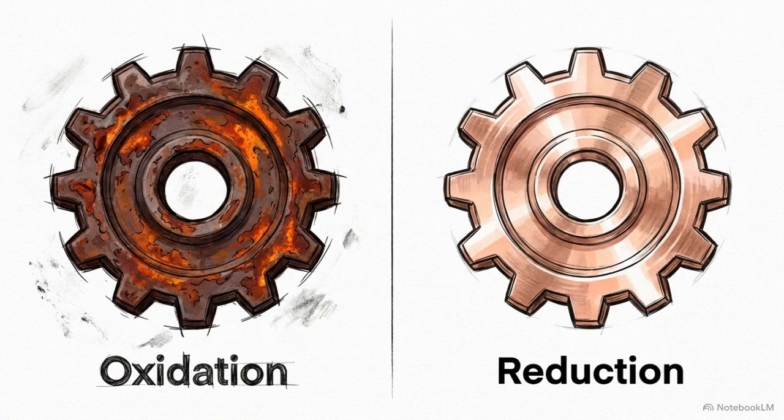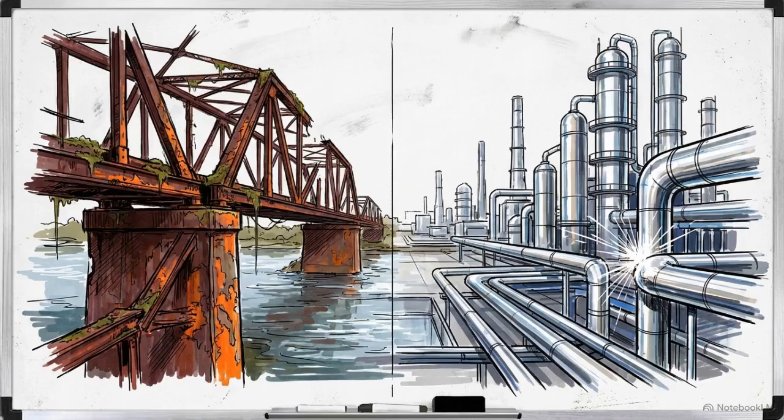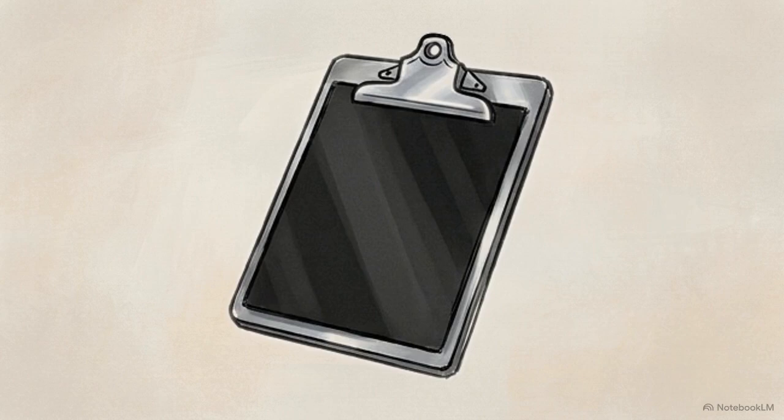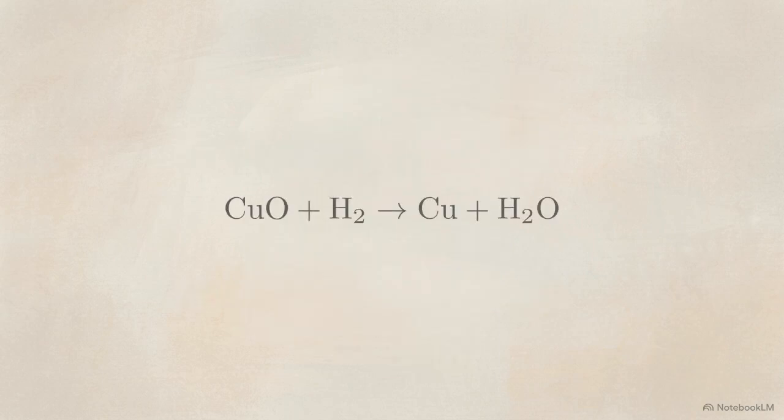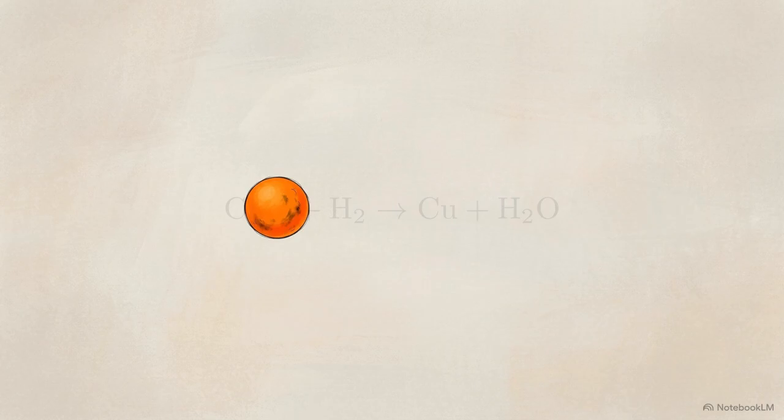On the left, oxidation. Oxygen binds to iron, creating rust. On the right, reduction. Oxygen is stripped from copper oxide, leaving pure metal. These twin processes dictate exactly how materials break down and how they are refined. To lock this in, here is a quick cheat sheet you can use for any equation. Remember, oxidation is oxygen gain. Reduction is oxygen loss. Keep an eye on the oxygen, and you will always know exactly what kind of reaction you are looking at.